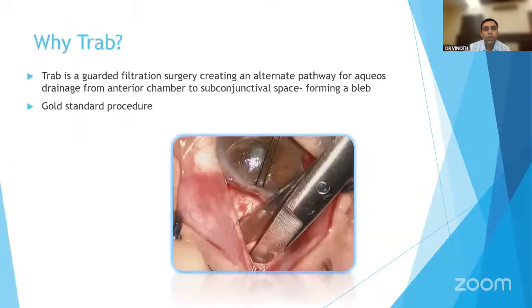The topic for my talk is trabeculectomy. So why trab? Trab is the gold standard procedure. It's a guarded filtration surgery creating an alternative pathway for aqueous drainage from the AC to the subconjunctival space, where it leads to forming a bleb.